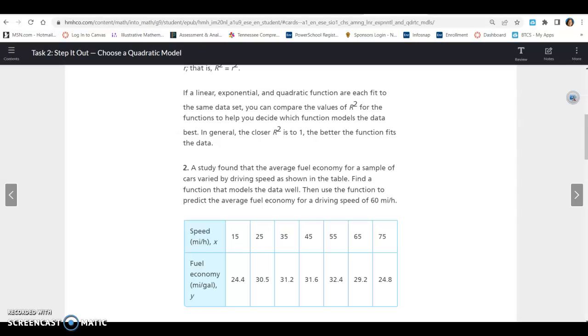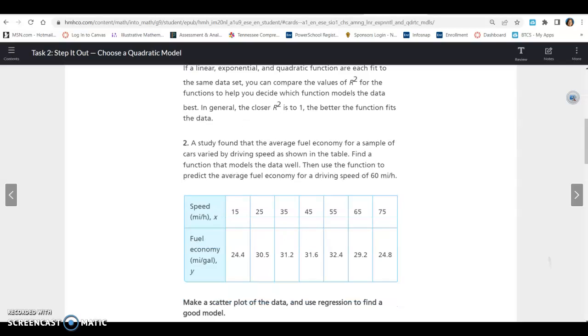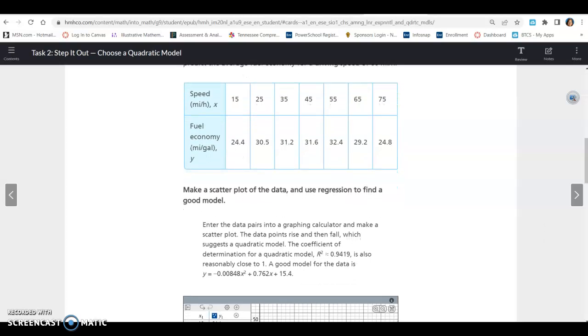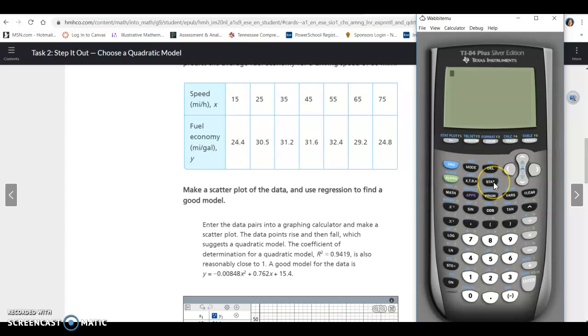A study found that the average fuel economy for a sample of cars varied by driving speed as shown in the table. Find a function that models the data well. Then use the function to predict the average fuel economy for a driving speed of 60 miles per hour. All right, so we're going to use the calculator to do this. Remember, if you go to Stat and Edit, it's going to allow you to enter the data. I'm going to pause the video just long enough to enter the data, and then we'll look at what it shows us.